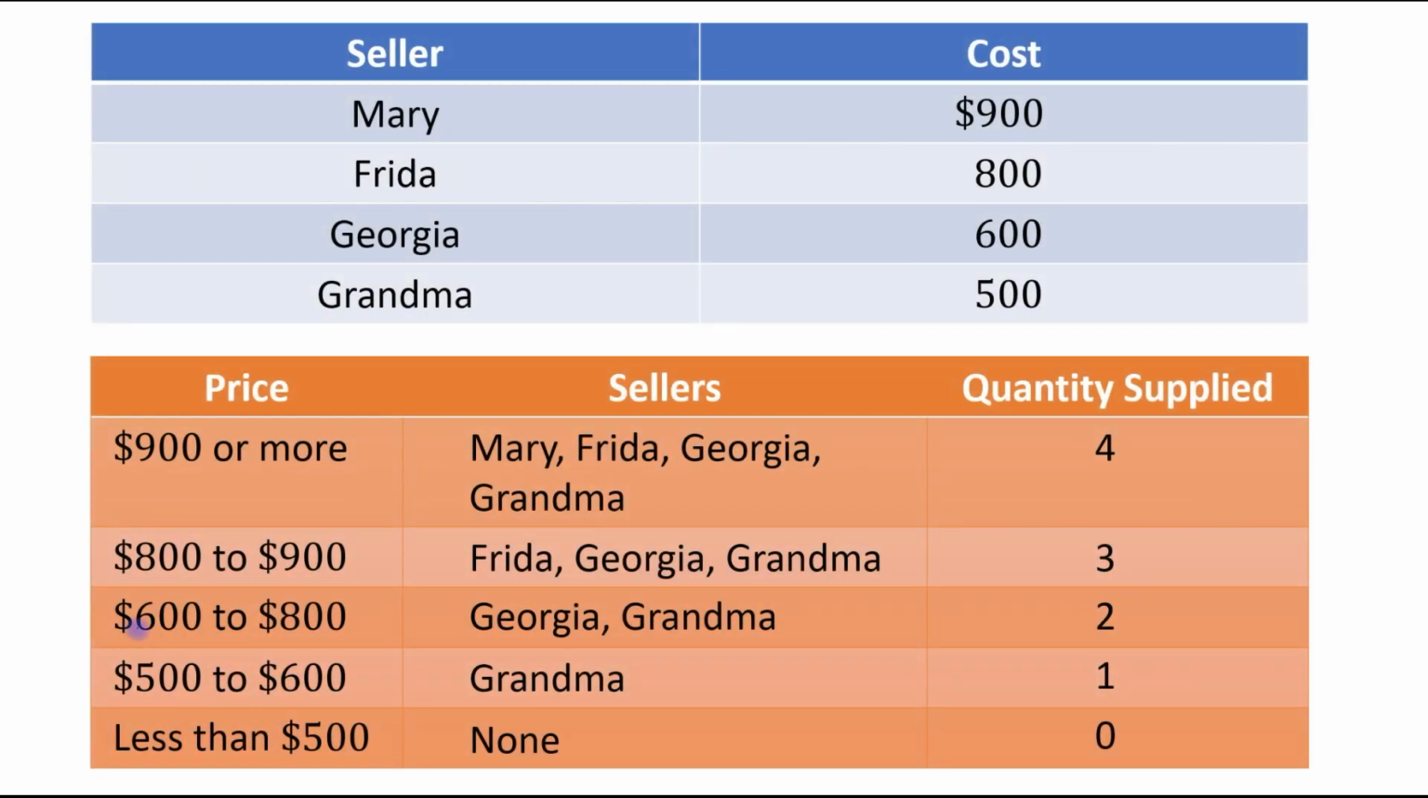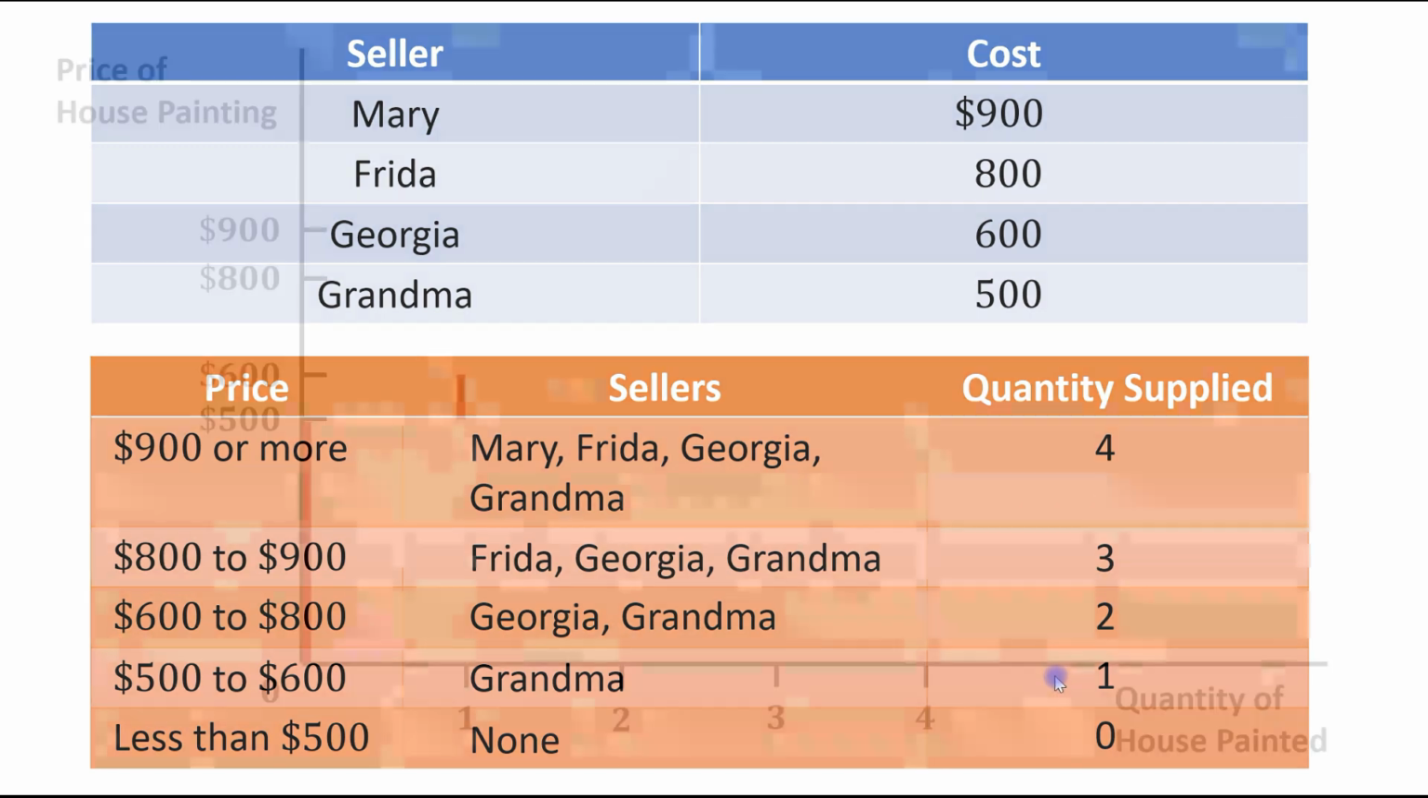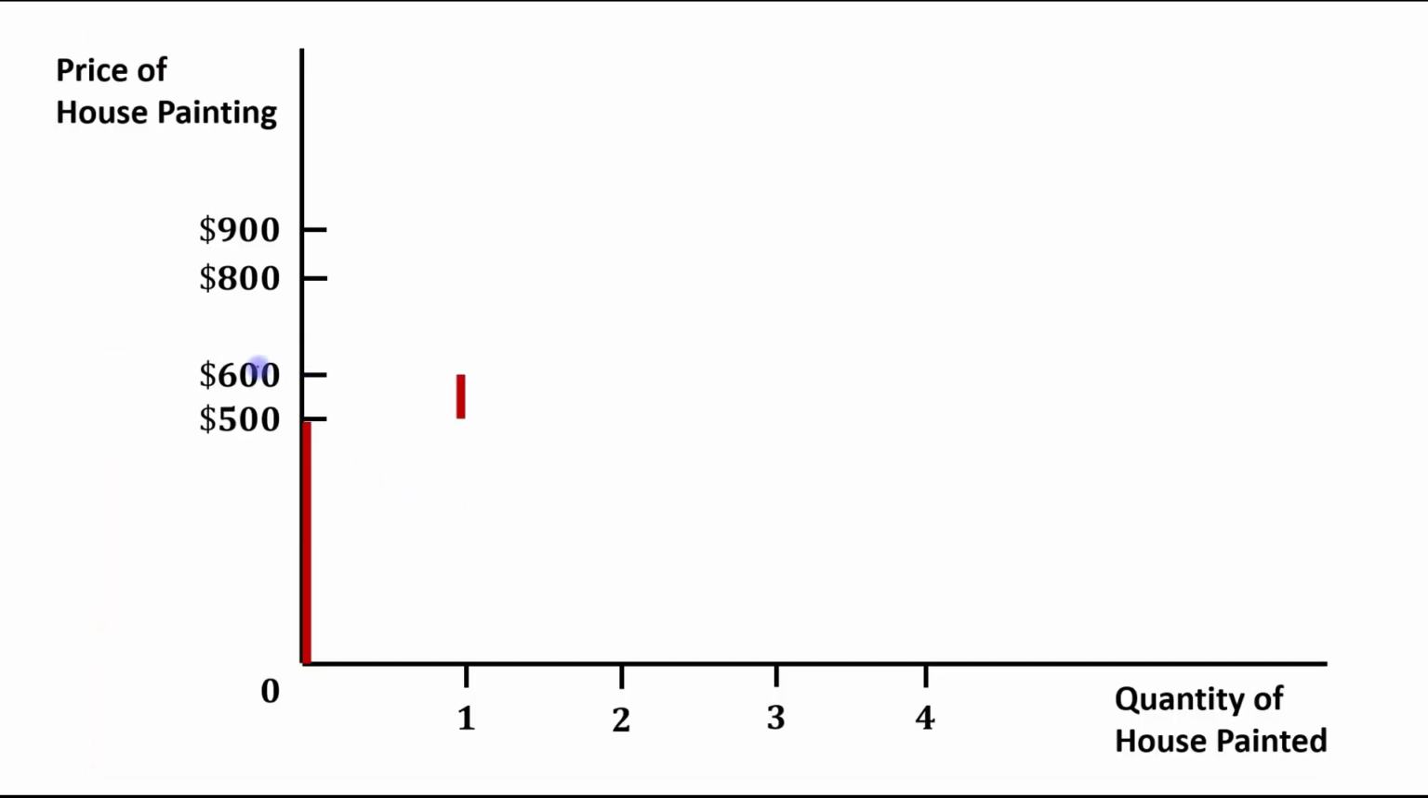Next, in this range, $600 to $800, quantity supplied is 2. So the supply curve will look like this.